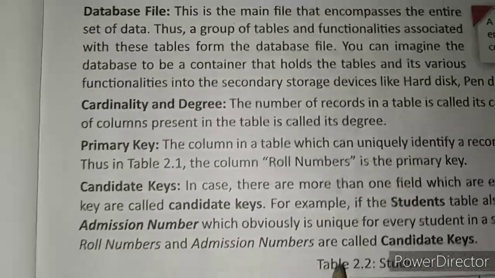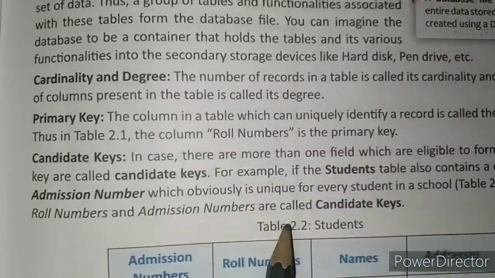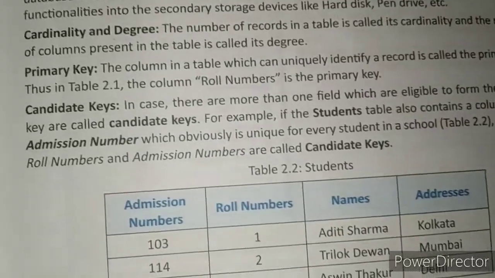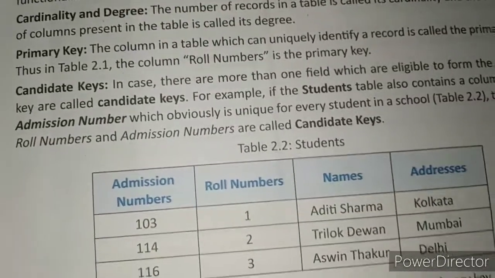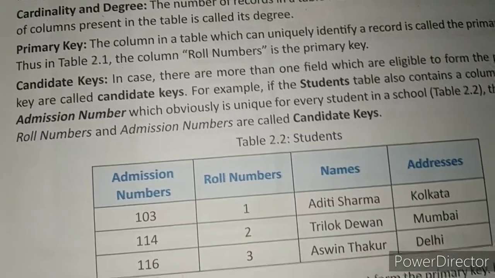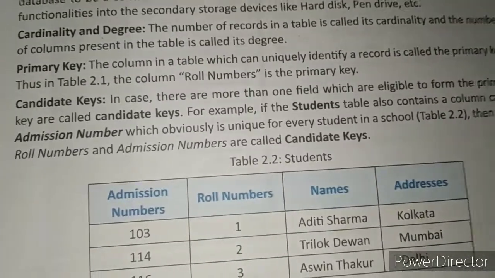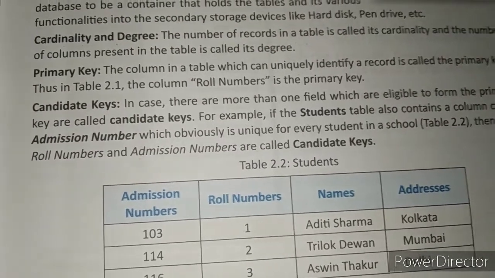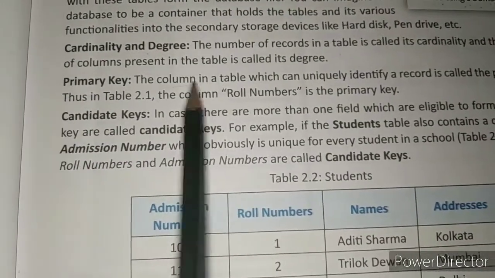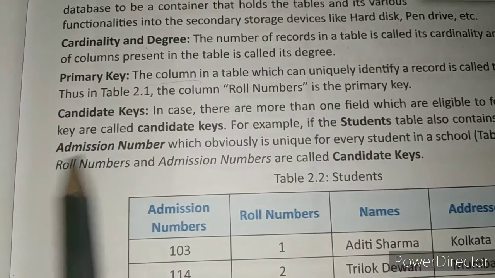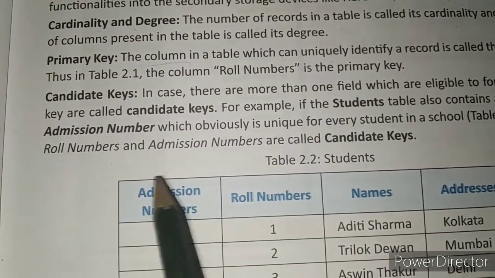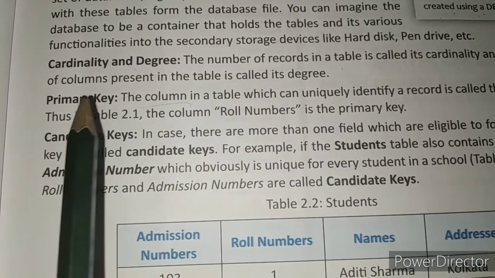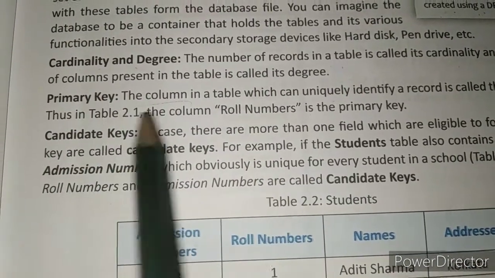Now the next thing, as we have already discussed, many of the tables of the database are related by some common field, and these are generally known as keys. And what are the keys here? Primary key, candidate key, alternate keys, so many keys are there. So let us see what the types of keys are here.